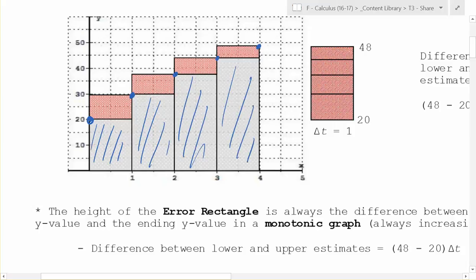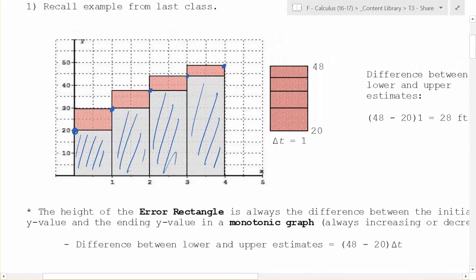And then the red ones would be the right-hand rectangles. So it'd always be left or right. And generally speaking, one will be over and one will be under. Okay, so what does this represent right here? If you add up all these rectangles together, what does that big one represent? The area of this one represents what?